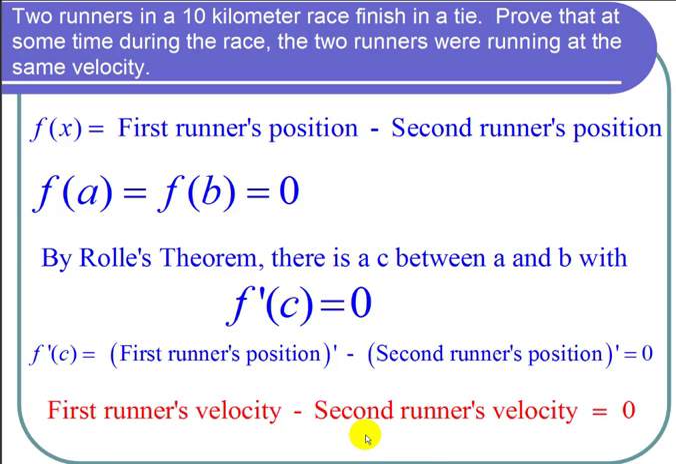Well, if I add the second runner's velocity to both sides, then I can say that the first runner's velocity is equal to the second runner's velocity at that time C. And I'm done with the problem.